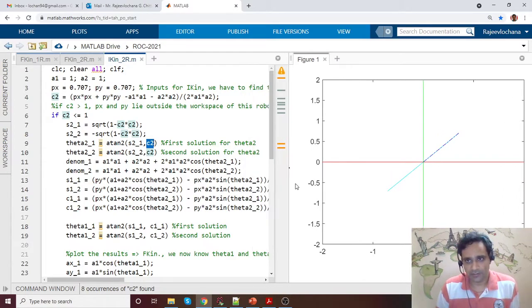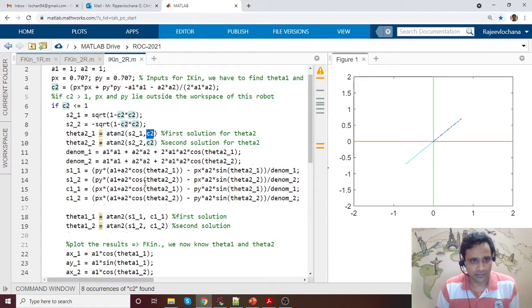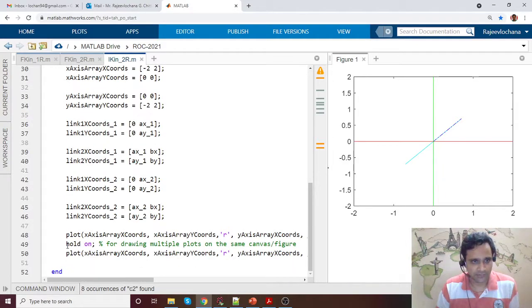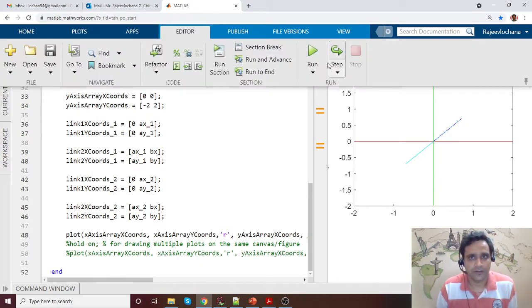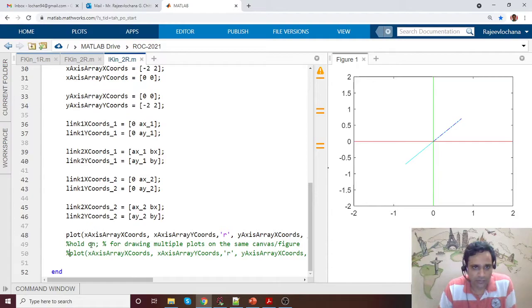Still there is an error. So let me just try to put this. We'll get one solution at least, then we'll go to the next one. So I have commented out the plots so that we get at least one solution. So this is what it is. This is not what we wanted.